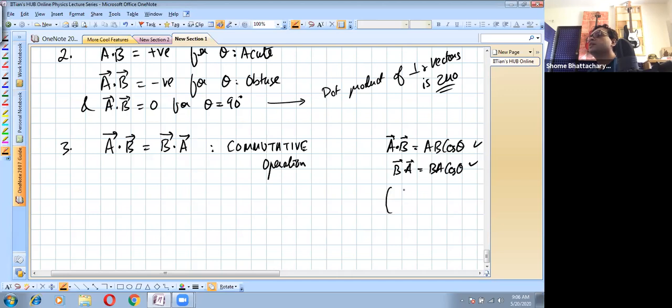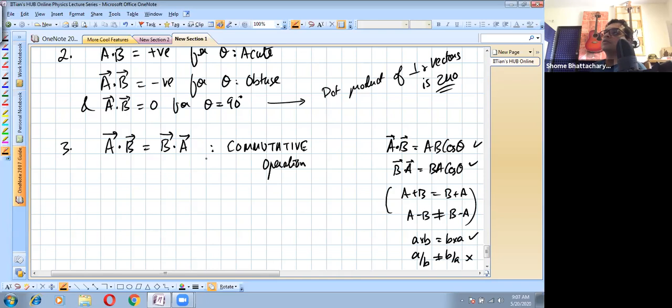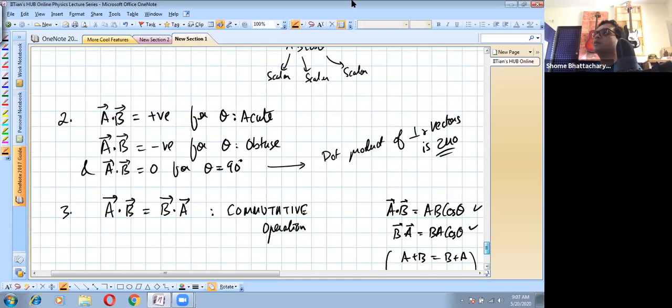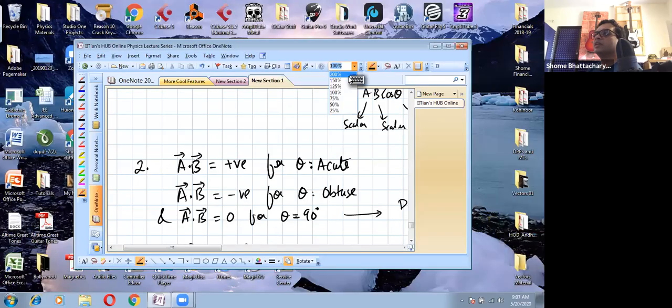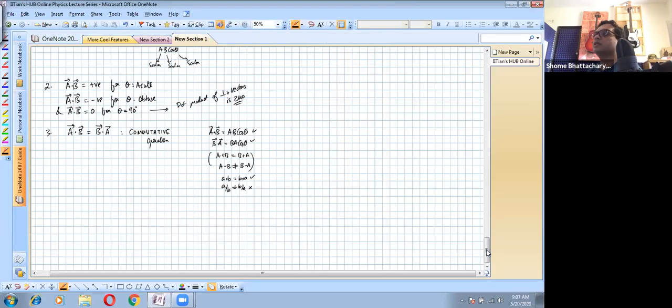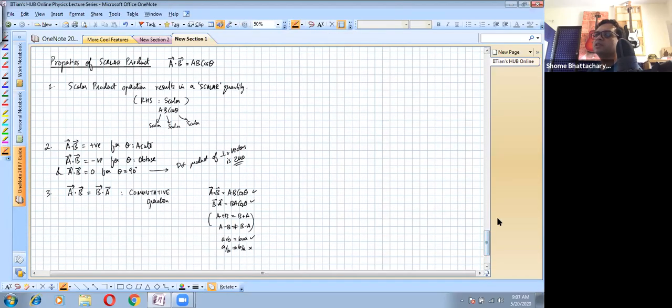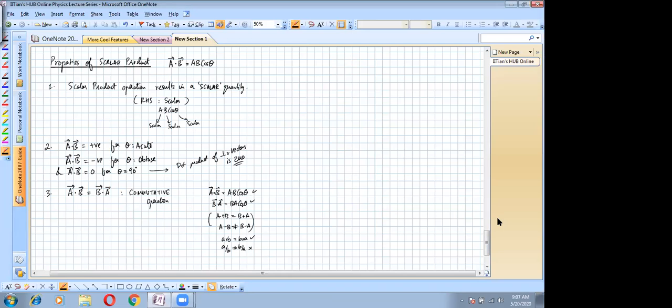For example, other operations like sum is also commutative. But difference of two quantities is not commutative. Similarly, multiplication of two quantities in scalar algebra is commutative, but division of two quantities is not commutative. So commutative operations are operations where the two variables we are operating on are interchangeable and it makes no difference to the result. So A's operation with B, if it is the same thing as B's operation with A, then we call the particular operation as commutative. And as you can see, the way dot product is defined, it is by definition a commutative kind of operation. Okay. So just make a quick note of this, then we'll see the next two properties.